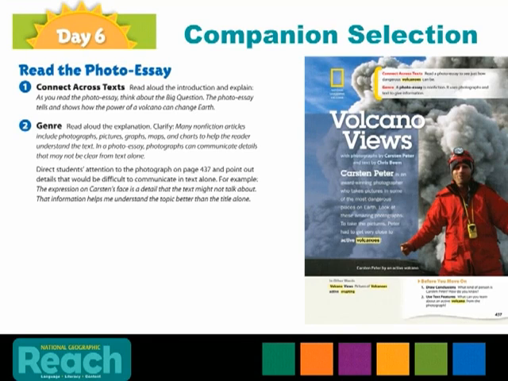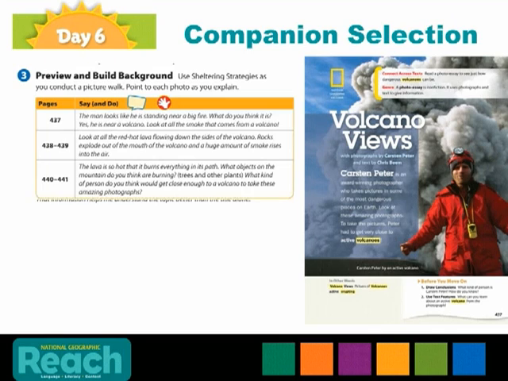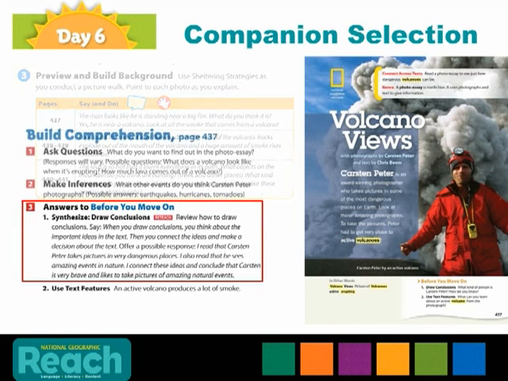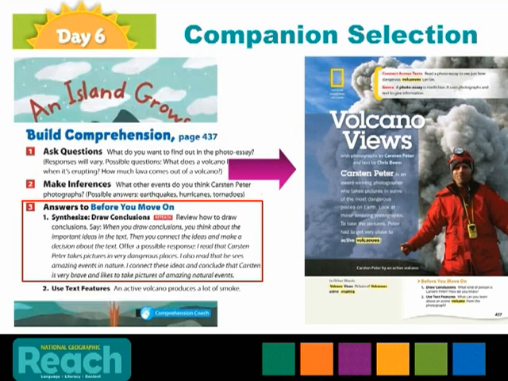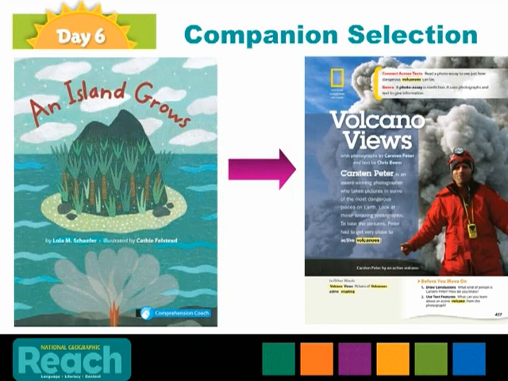Day 6 is the beginning of the companion selection instruction, but this time we begin by connecting the text we are about to read to the text we've already read in the main selection. Then we introduce the genre, and preview and build background just like we did with the main selection. And as you read, scaffolded instruction for building comprehension is provided again. Notice that this time, however, we are reteaching and applying the reading strategy. Students will also reread the main selection and compare it to the companion selection.